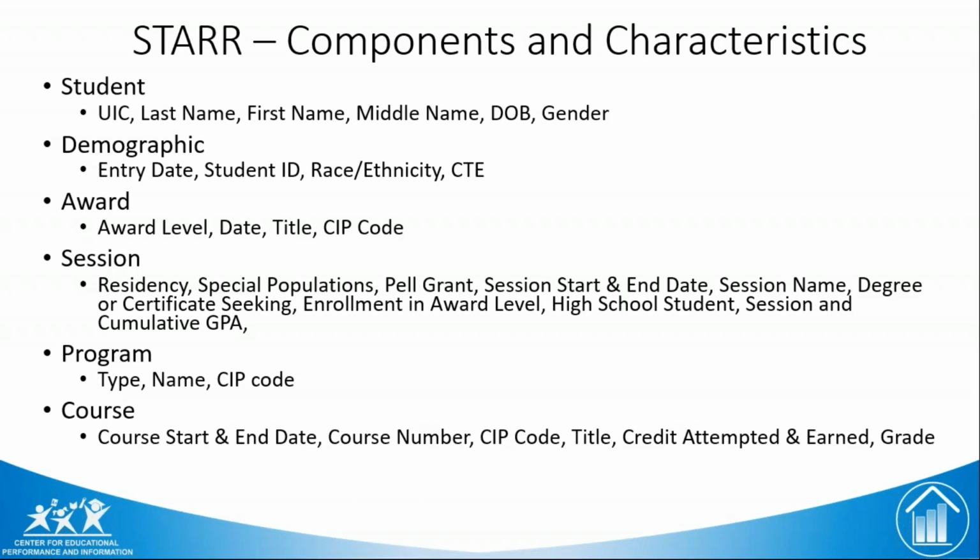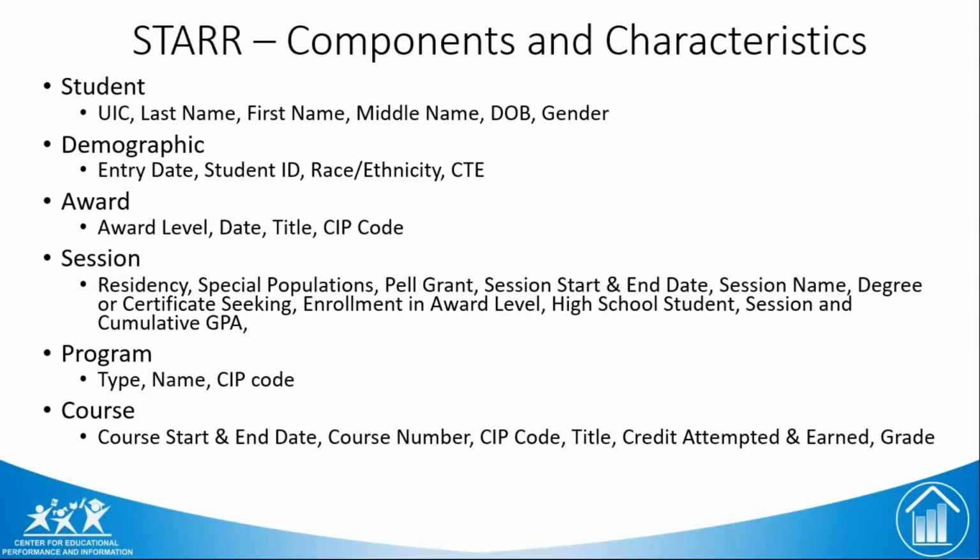So with that, the data that we need to collect within STARR relate to the students. We have their personal core information that we get from the UIC collection. We have certain demographic information like their entry dates, race, ethnicity, and other data elements that we will be using in future reports like the CTE, the career and technical education, post-secondary information. So if a student has been in any of those programs, with a lot of different variations, we'll be collecting that. We collect their award data, so any degrees, certificates, awards that they receive, we'll be collecting those.